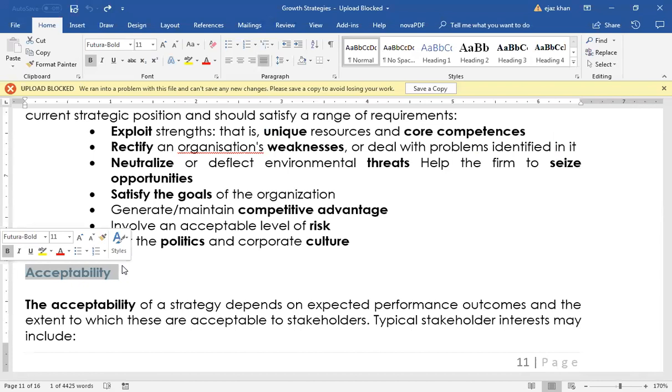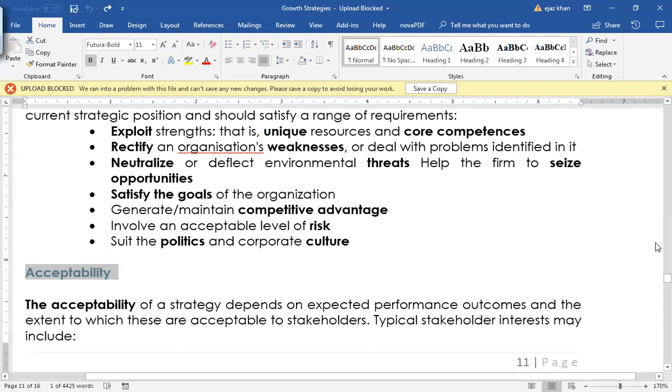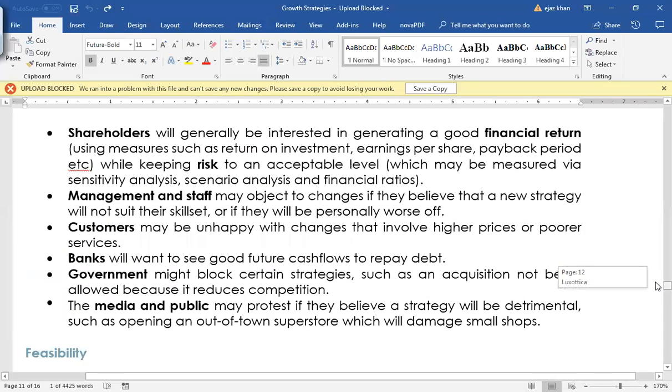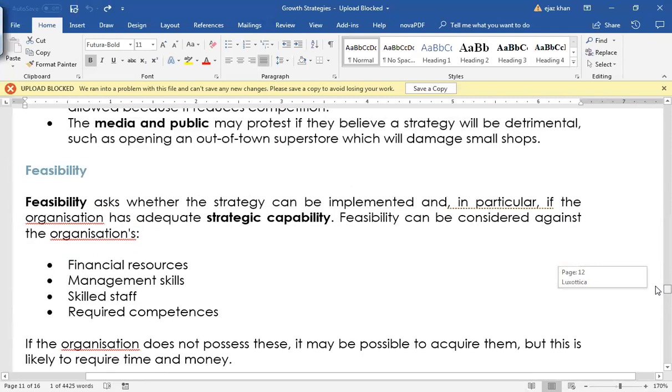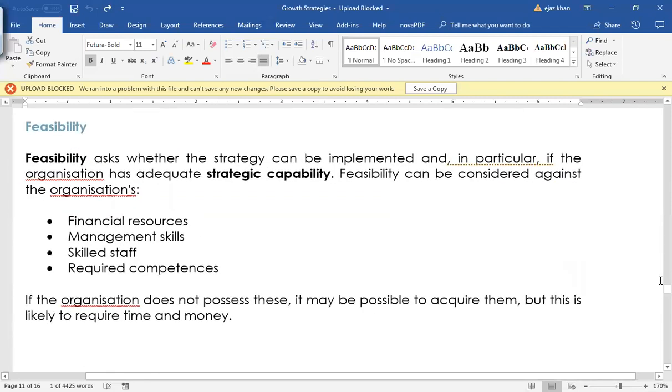So suitability is whether the new strategy is good enough to fit into your organization, and acceptability is whether the stakeholders will be accepting this new strategy. The third factor is feasibility. Is your organization technically capable of applying this new strategy?